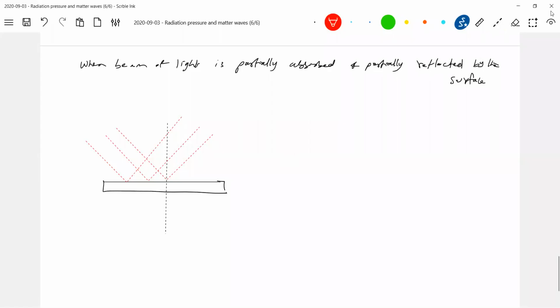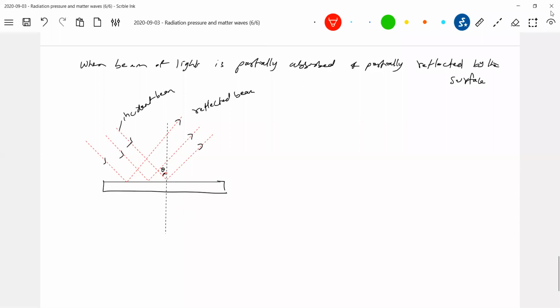So let this be the incident angle theta. Incident beam, this is the reflected. How do we have to do this? Due to absorption, there will be a force that I'll show here. Due to absorption, the force should be like this.